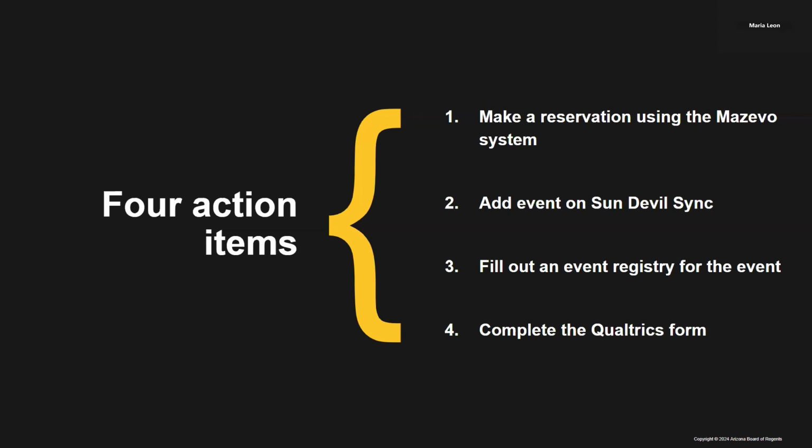go for our event is 1, make a reservation using the Mazevo system. 2, add the event on Sun Devil Sync. 3, fill out an event registry form for the event. And 4, complete the Qualtrics form. So all these 4 steps need to happen in order to make sure that your reservation and space is good to go. It is yours for that time, that date that you want your event to happen.